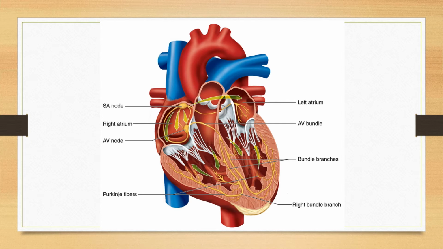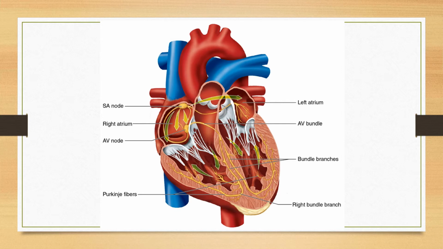When impulses are generated by the SA node, they run generally between 60 and 100 beats per minute. If for some reason this isn't working, the AV node will take over and start generating that electrical signal, and that goes at about 40 to 60 beats per minute. And then each part of your heart can generate that same electrical impulse.